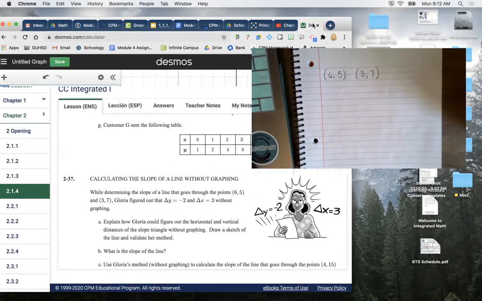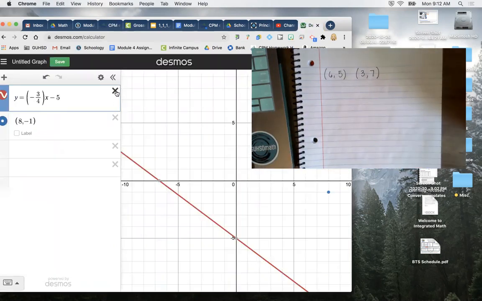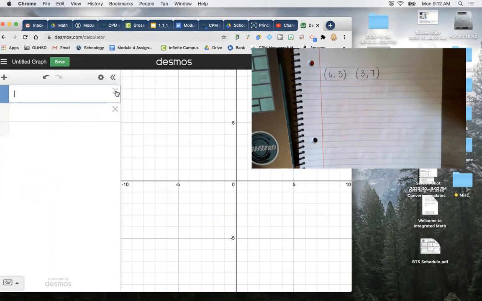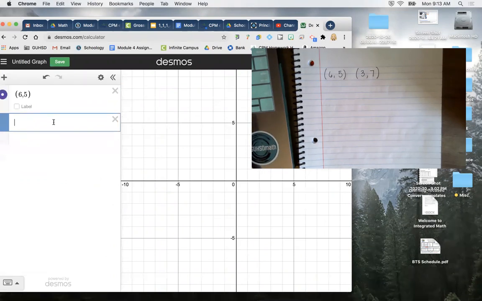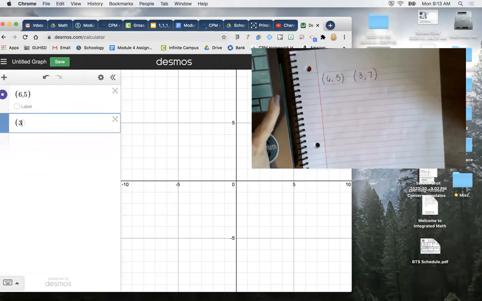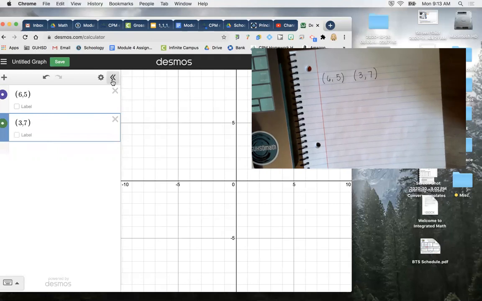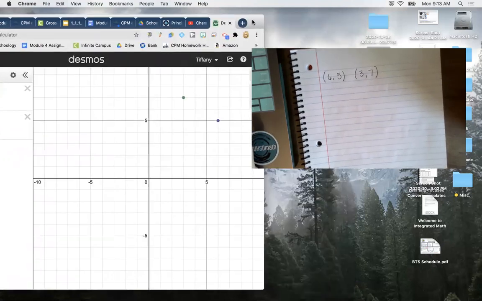So one way to do it is to go to Desmos. I'm going to clear both of these. I can hit X and X really quick. I'm going to put in the point (6, 5), and I'm going to put in the point (3, 7). And I'm just going to take a look really quick.